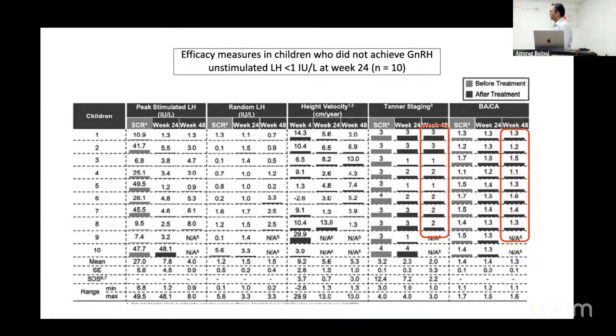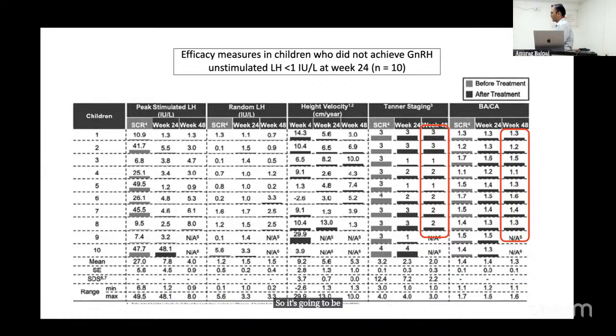These are the 10 patients in whom the random LH was not less than 1. We can see in these patients that at 24 weeks, the levels were less than 2, rather. So maximum, there was one patient who was 5.6, yes, sir, and one who had 3.3. So it will be very difficult.